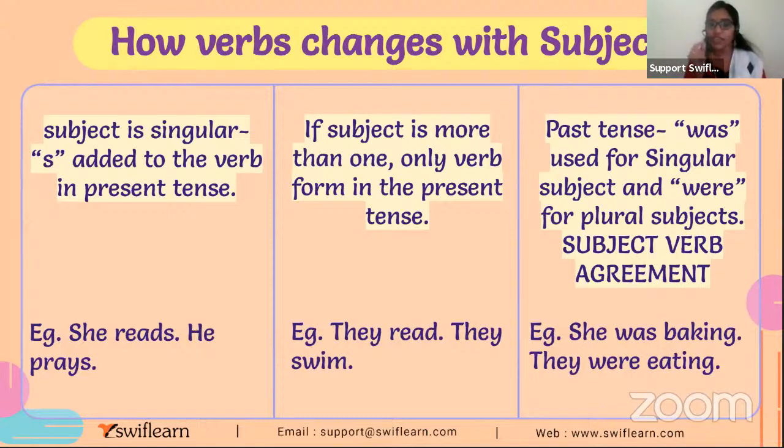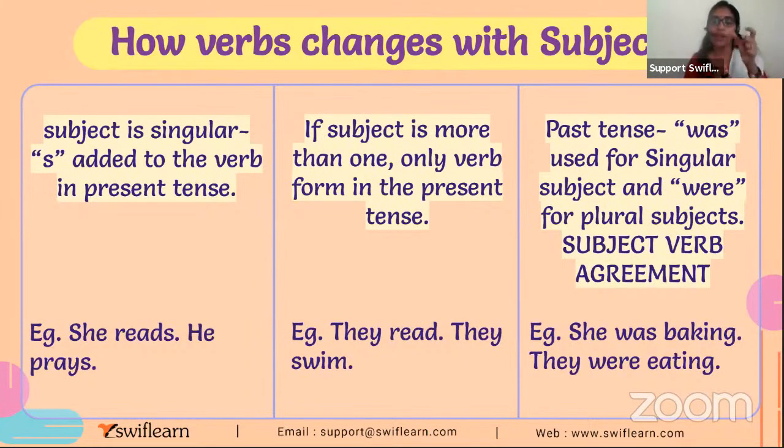If the subject is singular in past tense, we use was. And if the subject is plural in past tense, we use were. This is called subject-verb agreement. That means the subject and verb should agree.